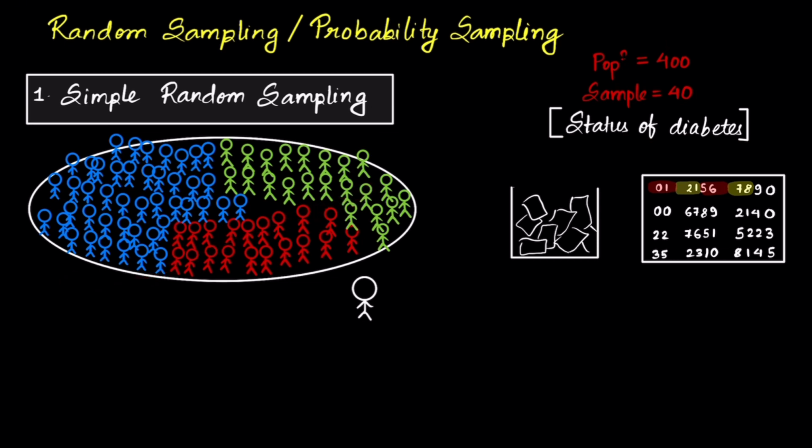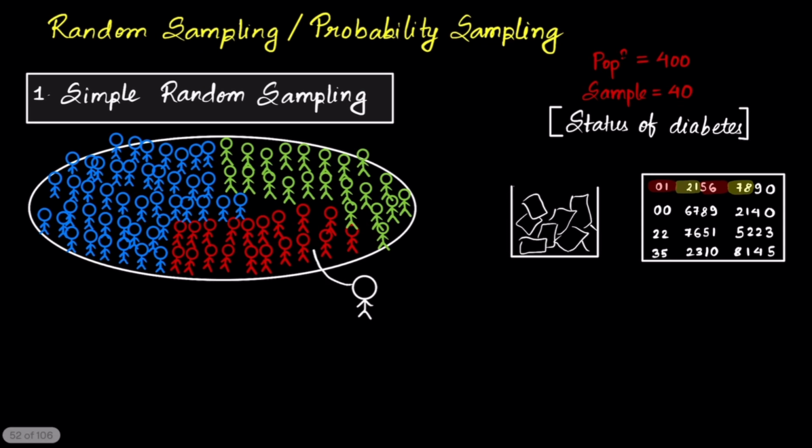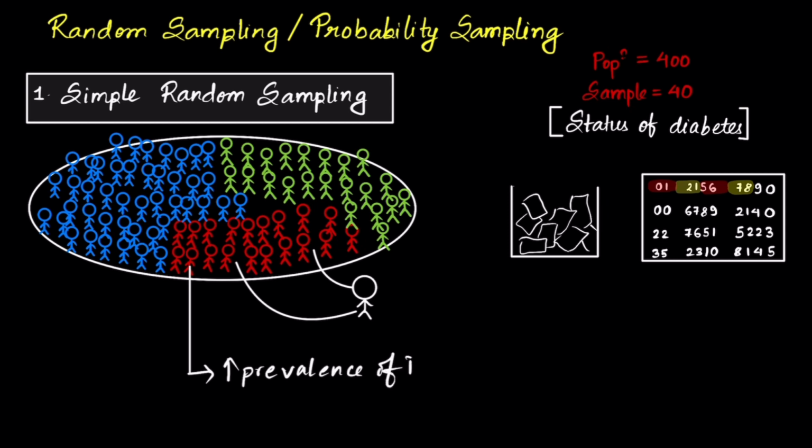Let's say the surveyor applies convenience sampling, that is, he reaches out to the people of the community that are most approachable for him. Then the people that are going to be included in his sample are going to be majorly the red people. The reason I have shown them in red is because these people of this particular locality of this community have a higher prevalence of diabetes due to some genetic reasons.